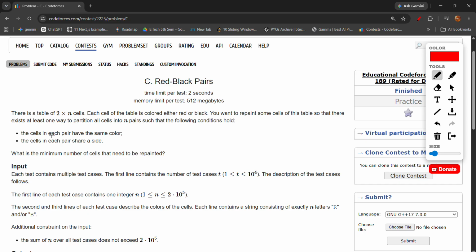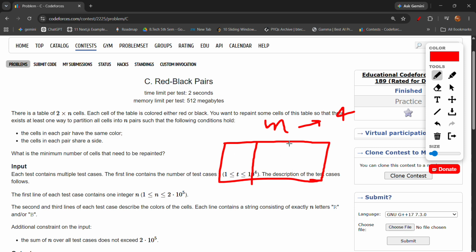So let me list down these conditions. We're given that we have a 2 cross n table, so let's say the n value is 4. So it would look something like this. We have 1, 2, 3, and 4. So this is 2 cross 4.